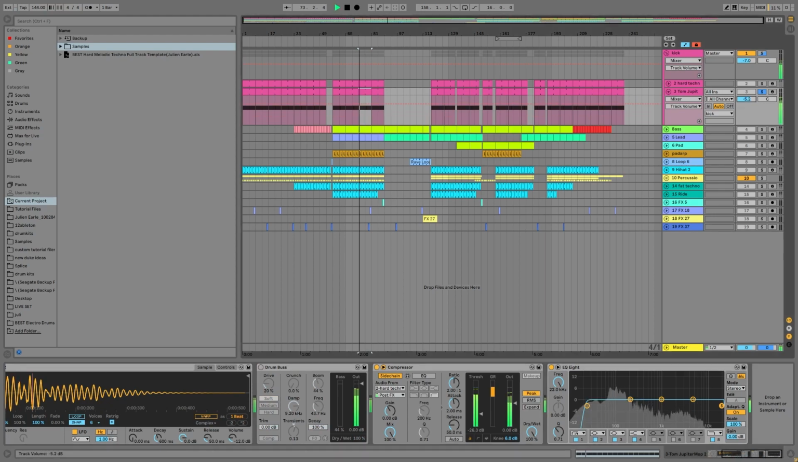You could also do that if you want. It's really just what you're feeling. So after that, it's just being sidechained to the main kick.